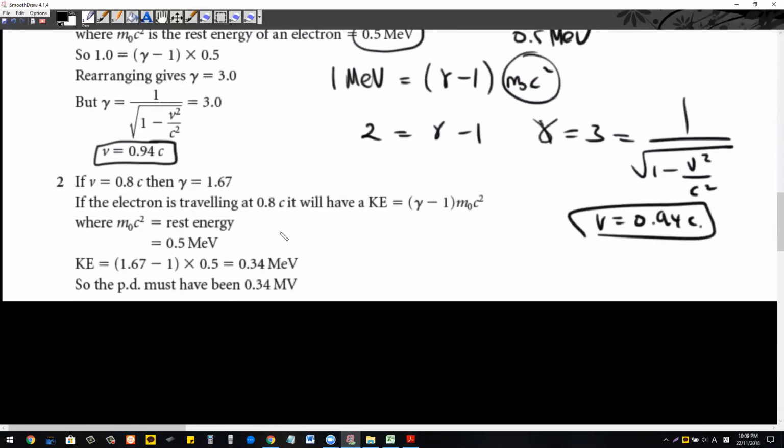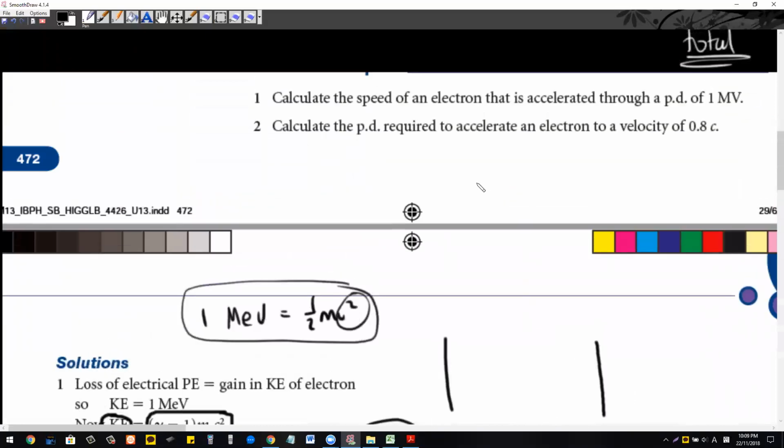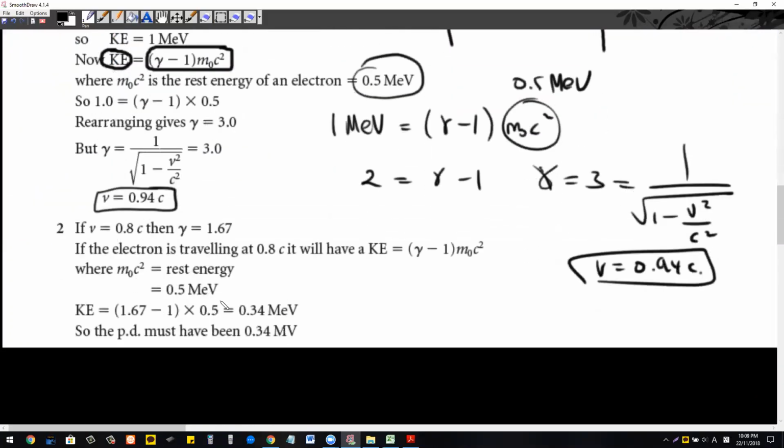That's that one there. And this question is, just quickly, calculate the potential difference required to accelerate the velocity to 0.8c. So it's just the other way around. 0.8c will give you gamma this much. So plug that into the kinetic energy, then you get this much energy. So it must be accelerated through this much voltage. That's the question there. So that's no problem.